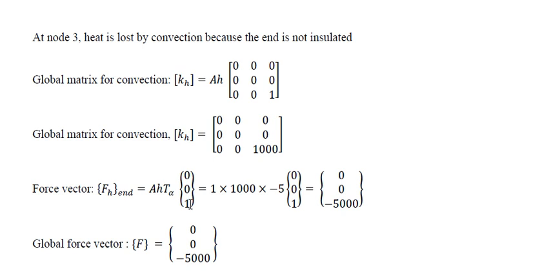I have written 0, 0, 1 here because the right hand is having convection. I should write 100 if the left hand is having convection. Now area is 1, h is 1000, and T infinity is minus 5, which is a lower temperature. So minus 5000 will be the term, 0, 0, minus 5000. This is the global force vector because there is no other reason for a force vector.